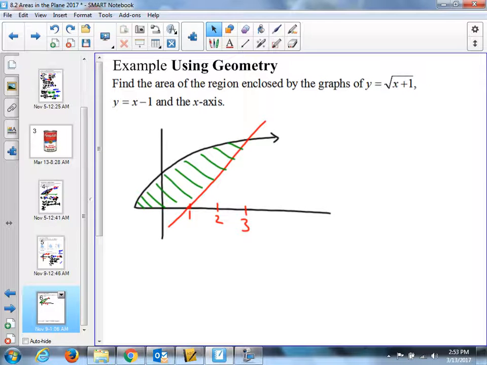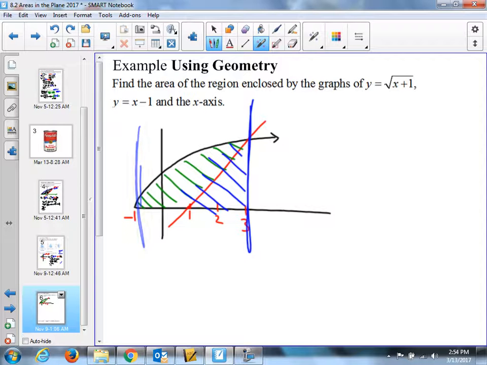Now before, we broke this up into a similar problem. We broke this up into two chunks, didn't we? What if, and this is the using geometry idea, what if I did the integral from -1, which I'll write down, so from -1 up to 3? If I did that, I'd also have this area included, wouldn't I? What's this shape here? Triangle.